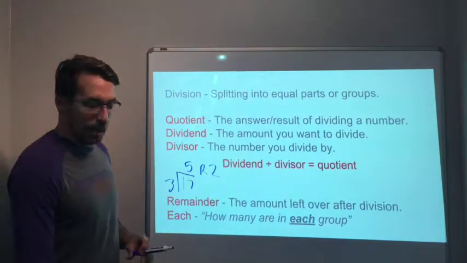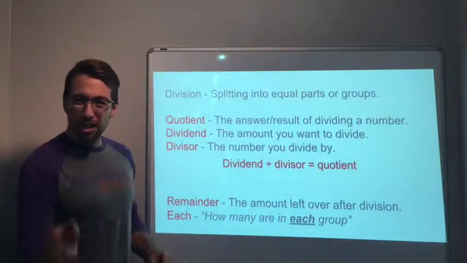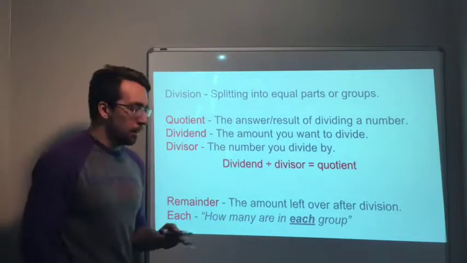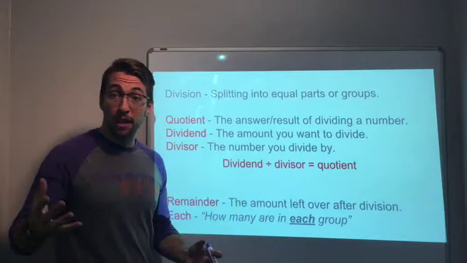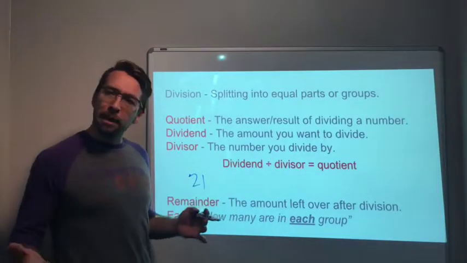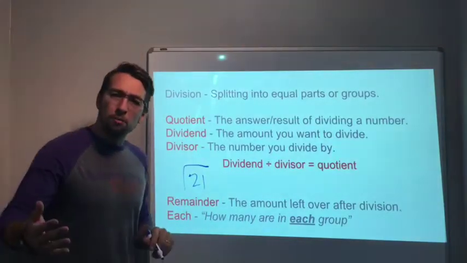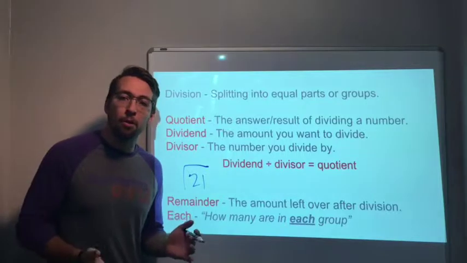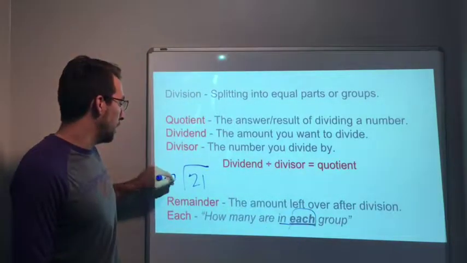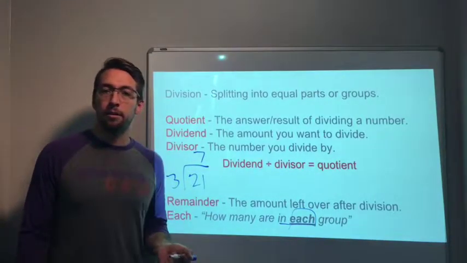And then each. How many are in each group? Just like our last example with multiplication. We have 7 groups, or 3 groups of 7. You have 21 people, and there's 3 groups. You have 21 people, you need 3 groups. How many people are going to be in each group? Well, that's going to be 7 people. 3 times 7 is 21.